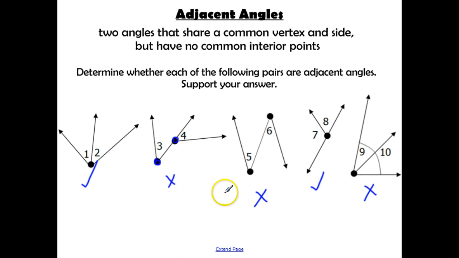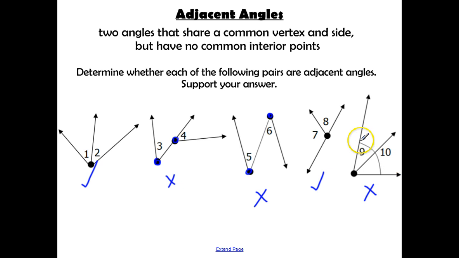They have two different vertices for the angles, so those are not adjacent angles. Angles 5 and 6 also fall apart in the same place. They have different vertices and therefore are not adjacent angles. Angles 7 and 8 do satisfy all the parts of the definition: common vertex, share a side, and no common interior points, so these are adjacent angles.